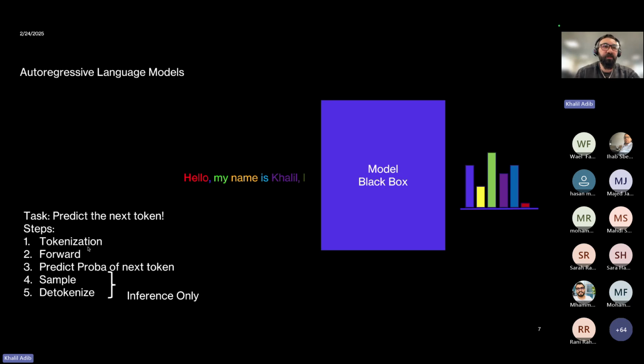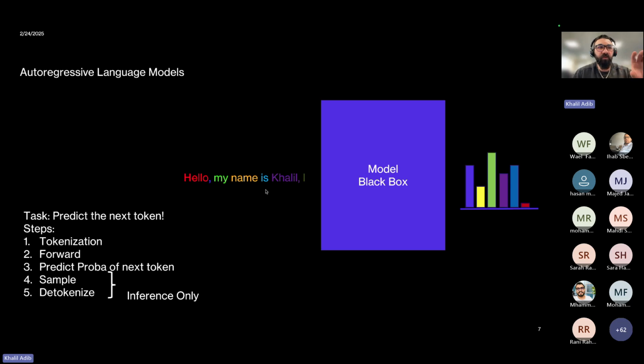What are the steps? The first step is tokenization, because an LLM doesn't actually understand words. They only understand numbers. So we have to figure out a way to convert these input tokens to a numerical representation in order for the LLM to be able to understand it. The second step is we feed forward this to the network. By the way, can you see my mouse, right? Okay. Yes. Okay.